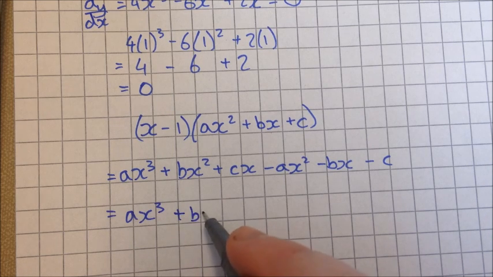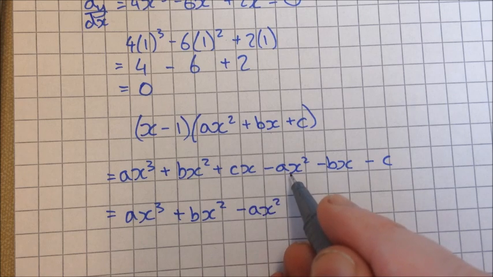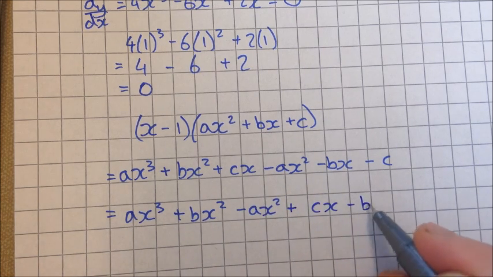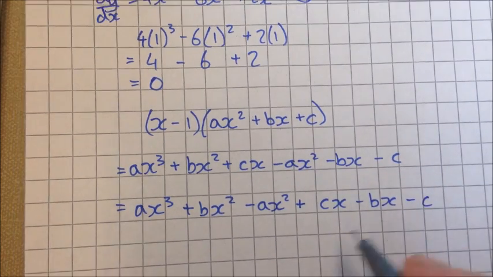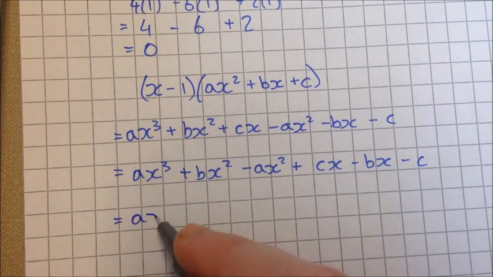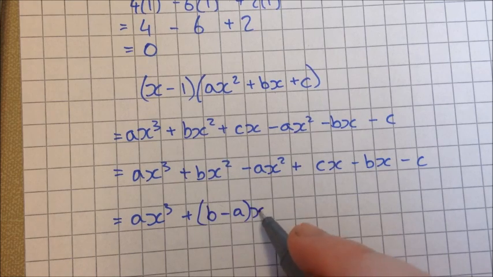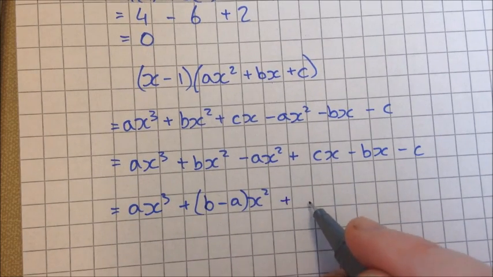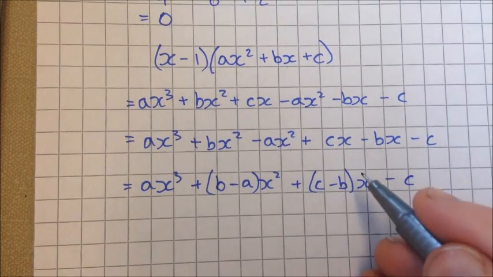group all the x cubed terms together and the x squared terms together, so I'm just bringing these two together to be next to each other. All the x terms together and then the constant at the end. So I've got ax cubed plus b take away a lots of x squared, plus c take away b lots of x, take away c.